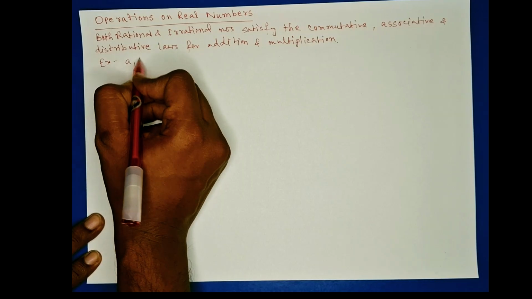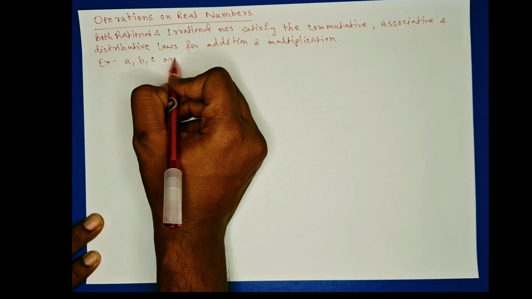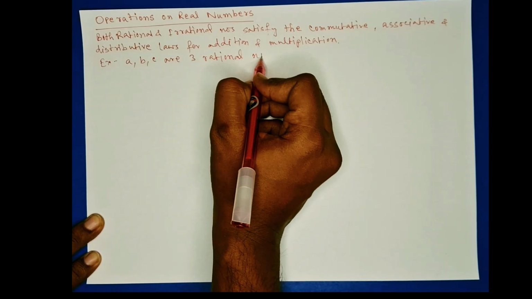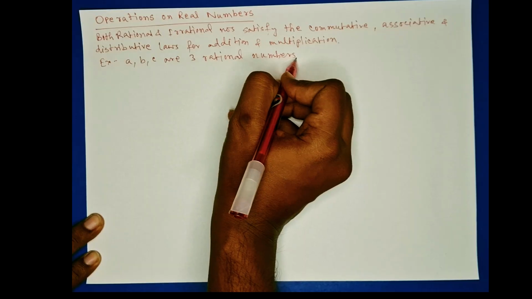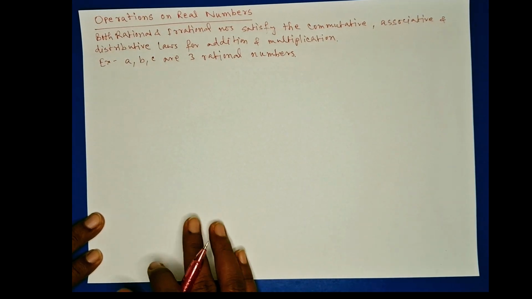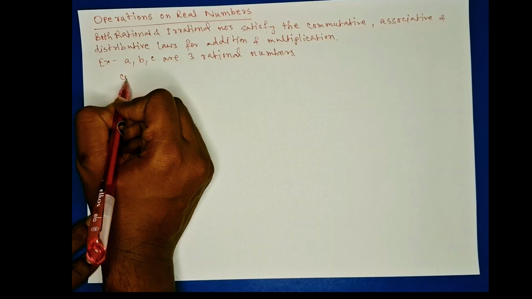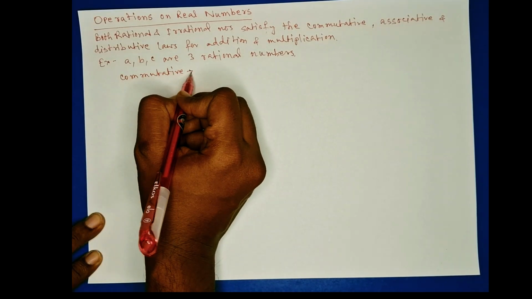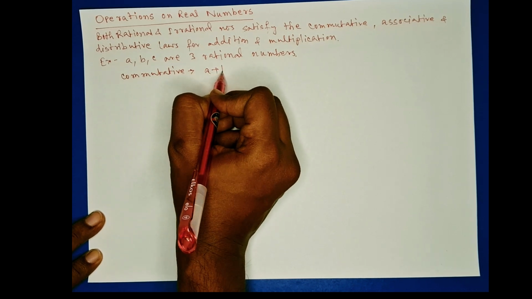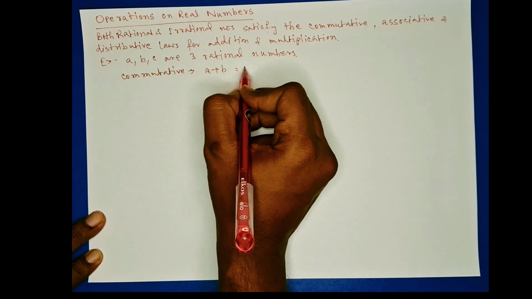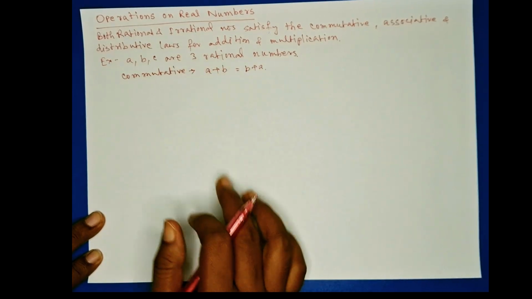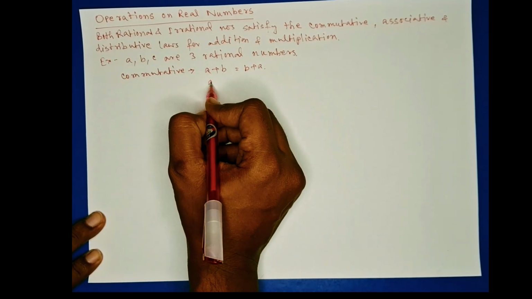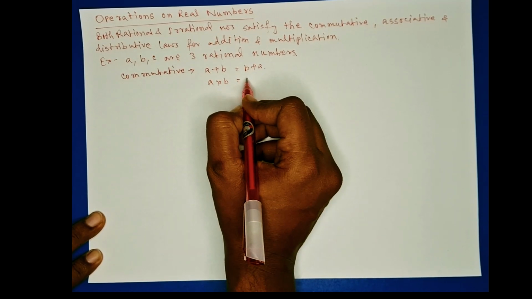Suppose A, B, C are three rational numbers. These numbers follow the commutative law, which means A plus B will be equal to B plus A. This is for addition. And for multiplication, A into B is equal to B into A.